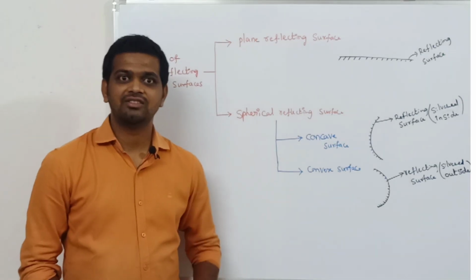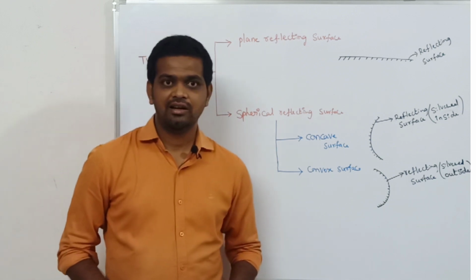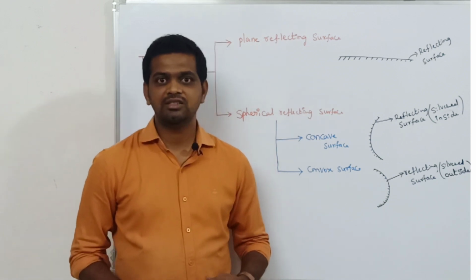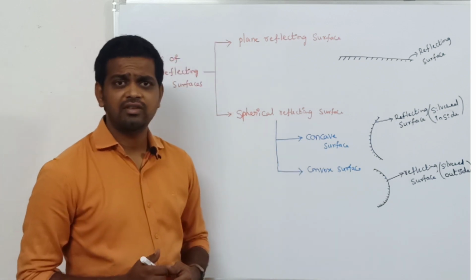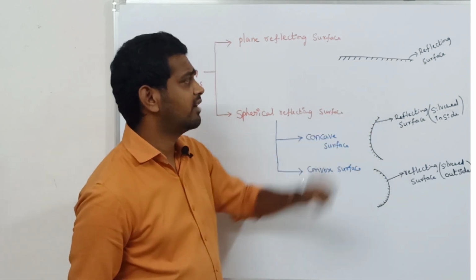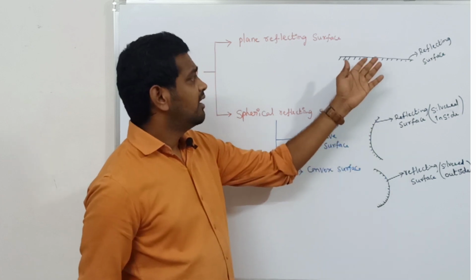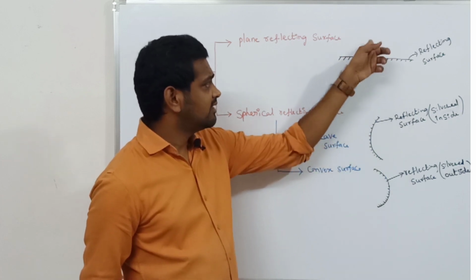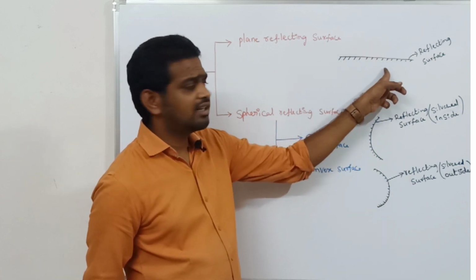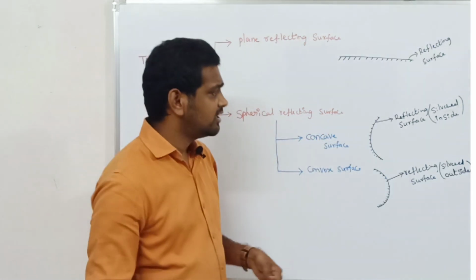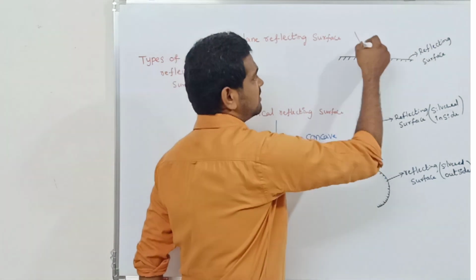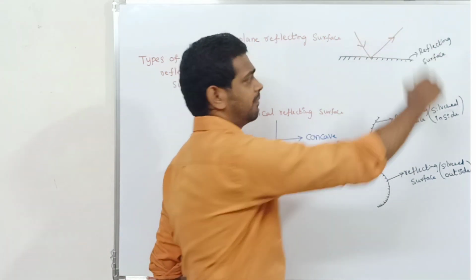Of reflecting surfaces, we have broadly classified them into two types. One is the plane reflecting surface, another is the spherical reflecting surface. Coming to the plane reflecting surface, here I have drawn the diagram. This is the reflecting surface, and this side is coated with paint. Is it clear, children? When light falls on the reflecting surface, it will be reflected.